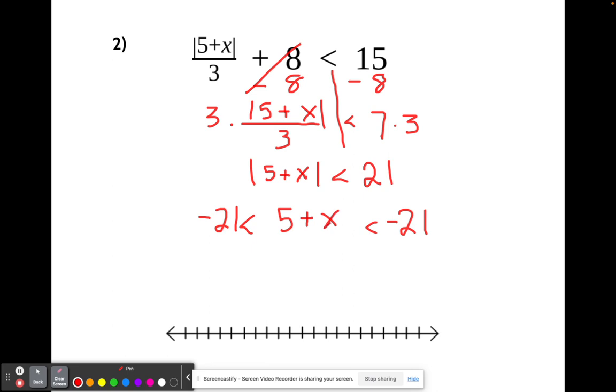Now only one step left. I still have to get this x by itself, so I'm going to subtract 5 from all parts. This is a positive 21. So now I have negative 26 is less than x is less than 16.